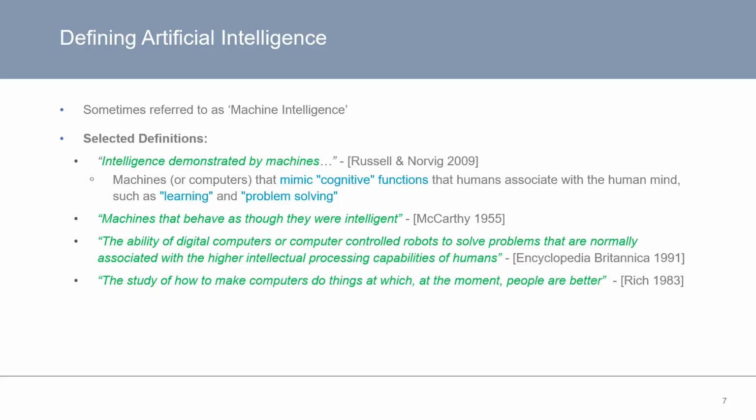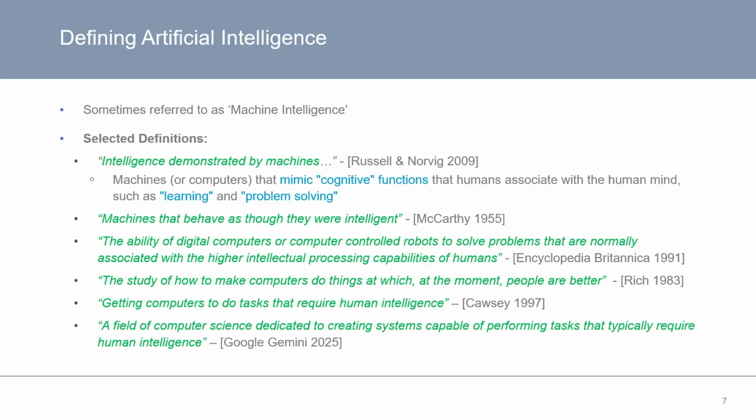Rich in 1983 defined it as the study of how to make computers do things at which, at the moment, people are better. Causey, in 1997, defined it as getting computers to do tasks that require human intelligence. And a recent inquiry to Google Gemini defined it as a field of computer science dedicated to creating systems capable of performing tasks that typically require human intelligence.